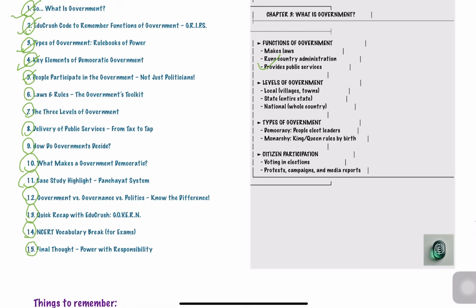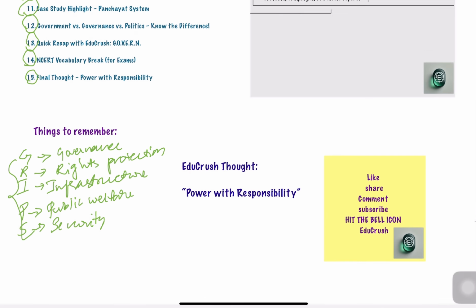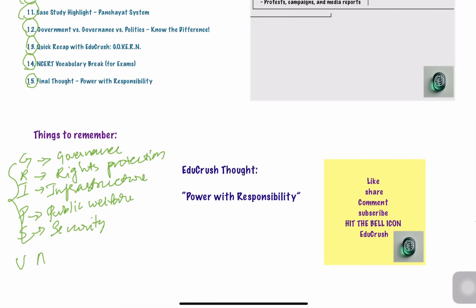So we can remember this with the code VAPR. V stands for voting, A stands for awareness campaigns, P stands for protests and petitions, R stands for RTI, that is right to information. So EduCrush capsule is participation equals power in a democracy.